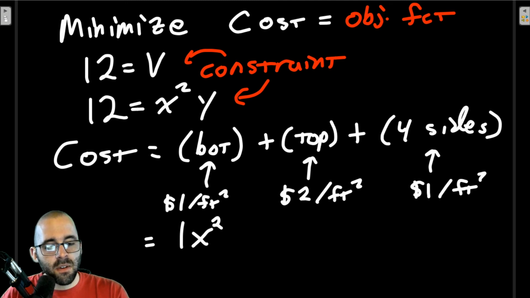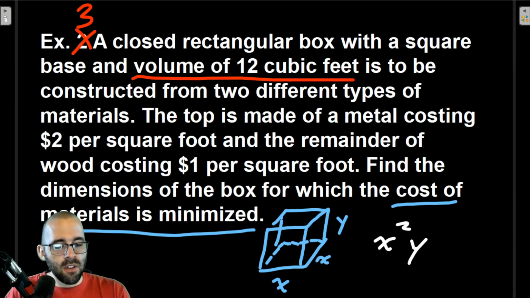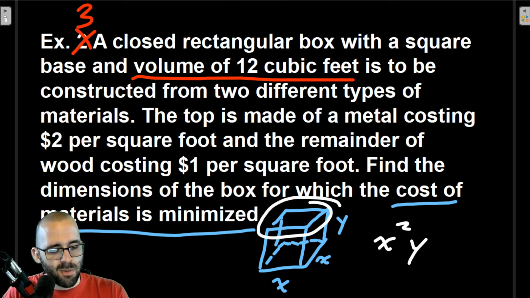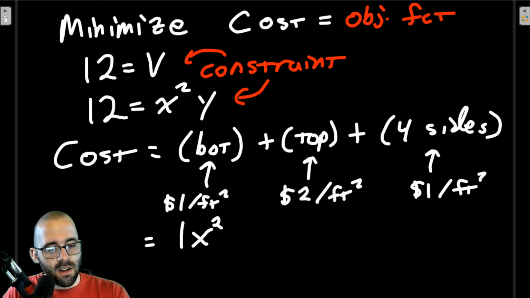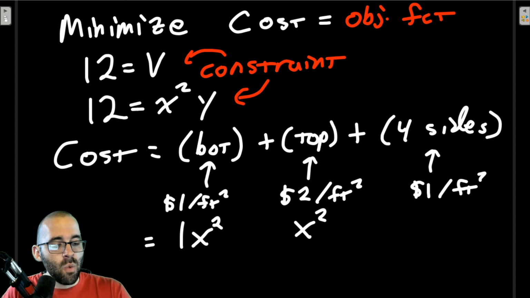Let's move on to the top. So the top, well, the area of the top is the same as the area of the bottom, right? It's just going to be x times x. So the top is going to be, again, the area of the top is x squared, but this time the top is made out of metal, which costs $2 per square foot.